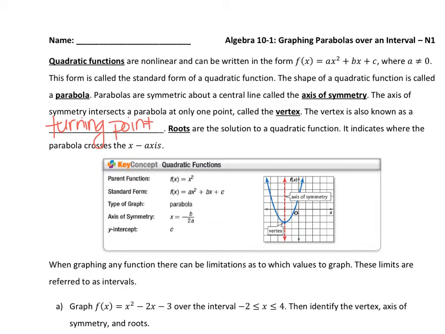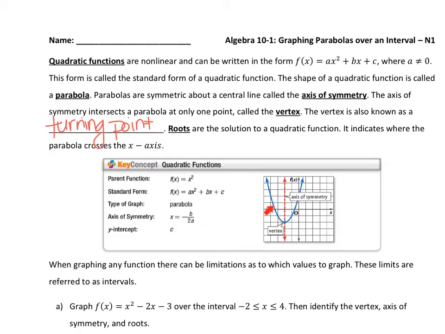But let's take a look over here. We've got this blue shape here. This is the parabola. The axis of symmetry is this dotted red line. So basically, I can fold this parabola in half on this line, and it would be symmetric. It would be the same on both sides. That's why it's called the axis of symmetry. The point at which the axis of symmetry touches your parabola is called the vertex.